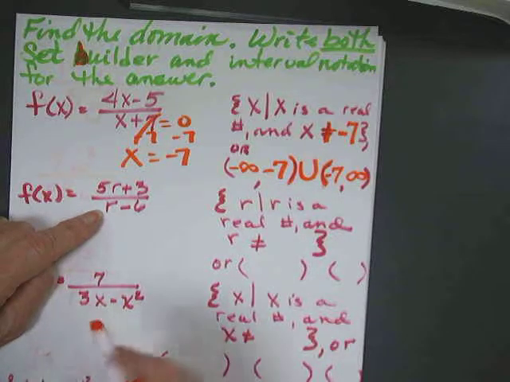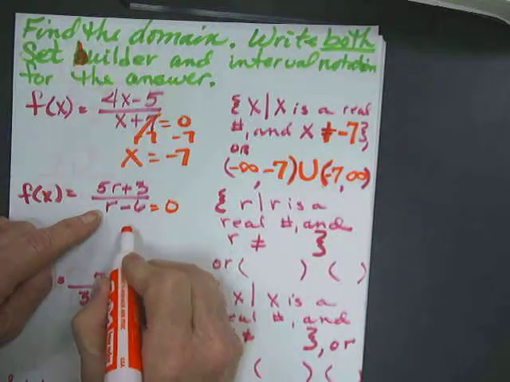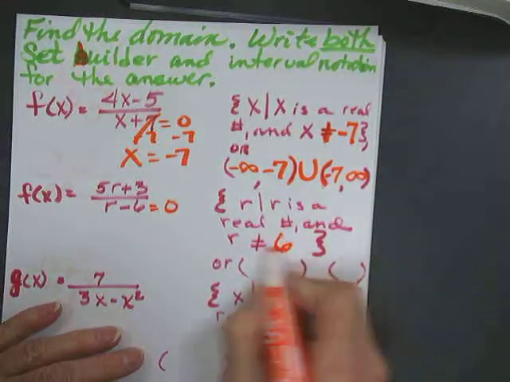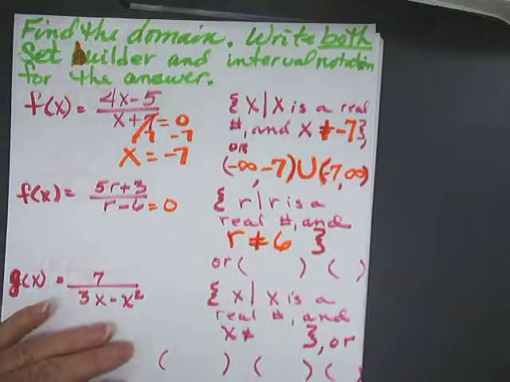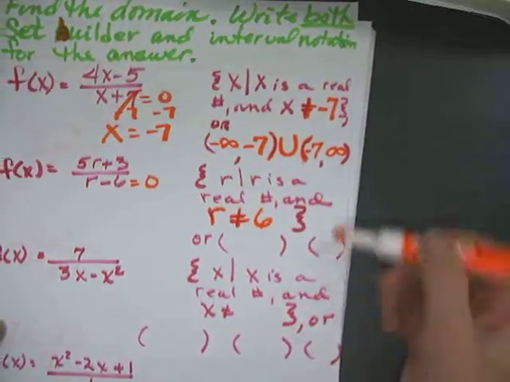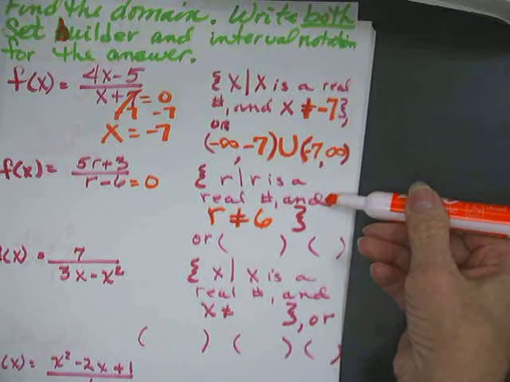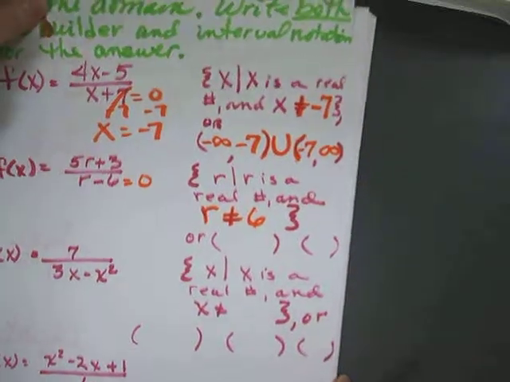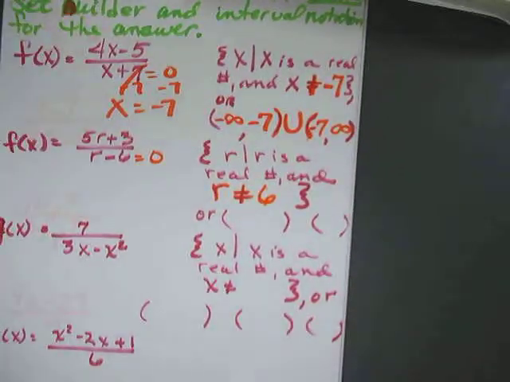Okay? On the next one, what can R not be? It can't be 6. R is not equal to 6. R is a real number, and R cannot be 6. I'll give you a little bit of time to write. We'll let somebody else try it, using the one before. Give me some writing time.